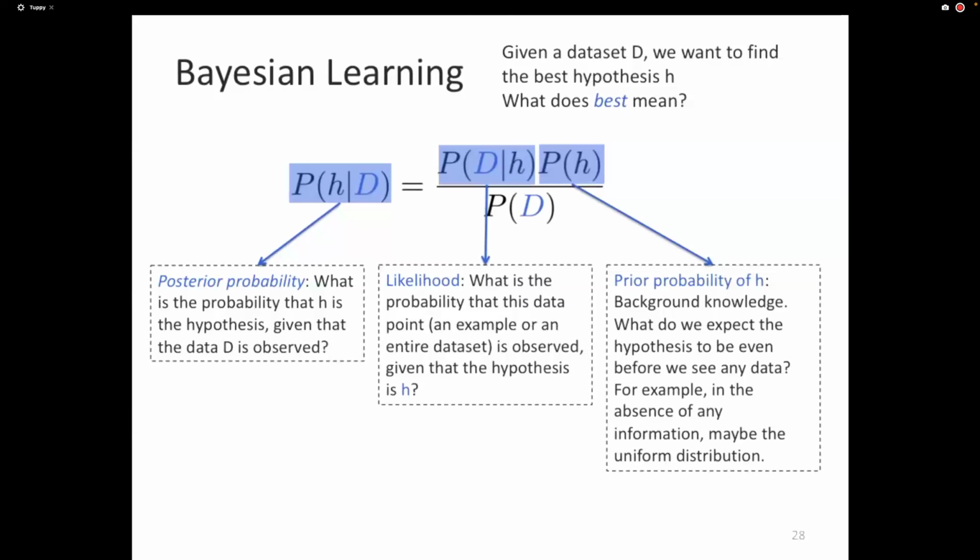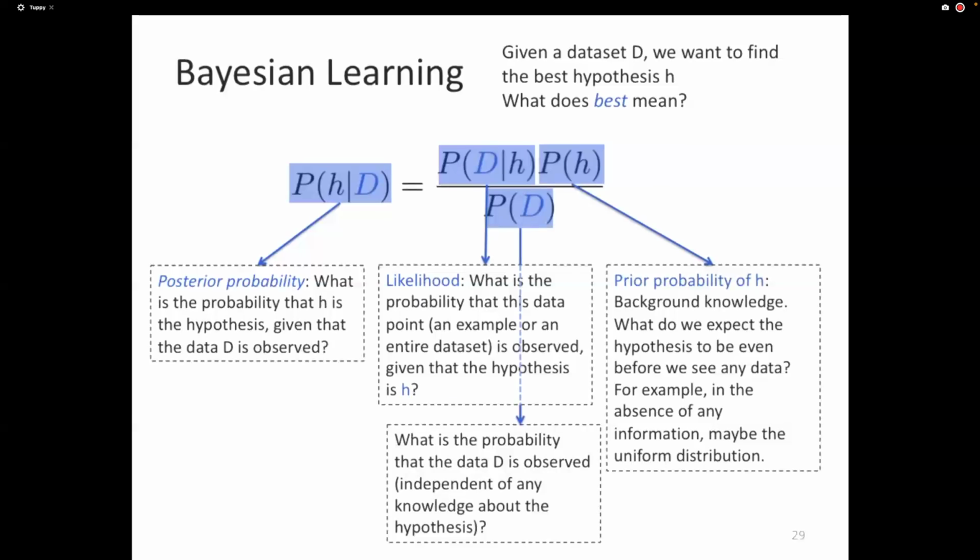And then there's the likelihood. The likelihood term says what's the probability that this data set would be observed had the true hypothesis been H. This data set could contain one example or many examples. Either way, we can ask the question: what's the probability that this data set is the one that exists had little h been the true hypothesis?